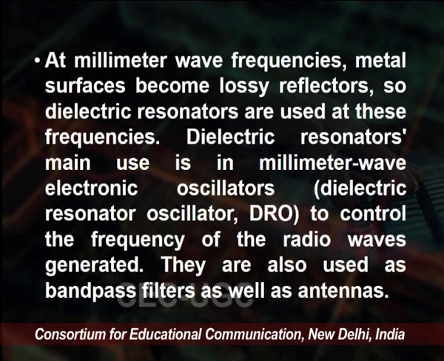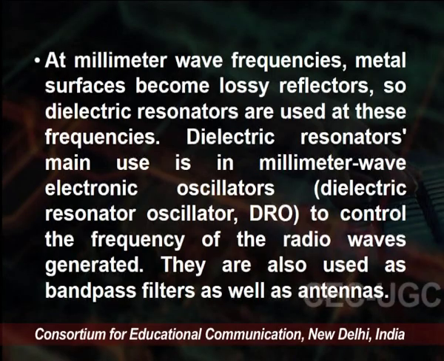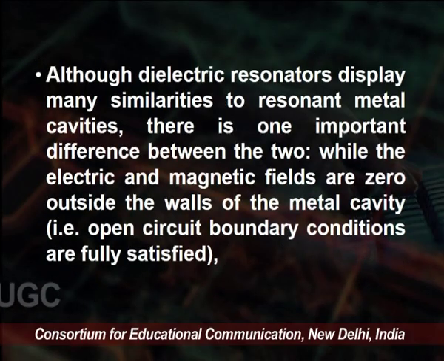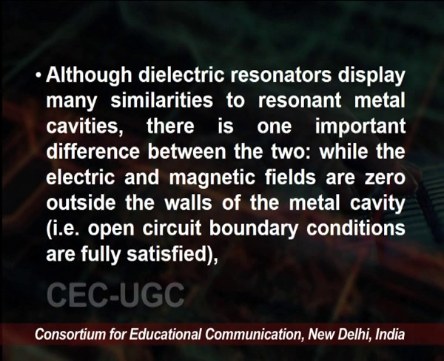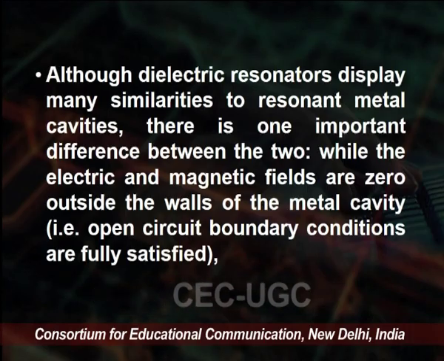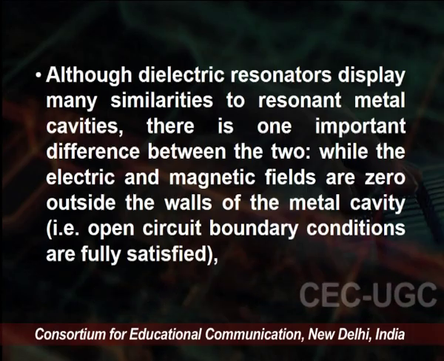To control the frequency of the radio wave generated, they also use a band pass filter as well as antennas. These resonators display many similarities to the resonant metal cavity. So, there is one important difference between the two.